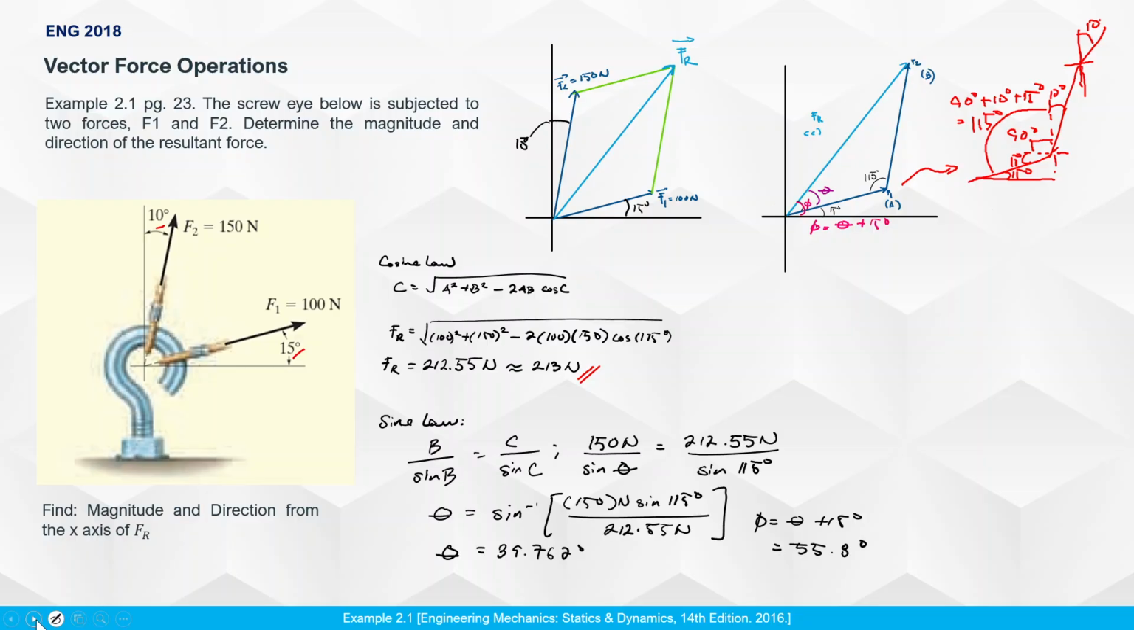And we will get 39.762. And to get the final direction from the positive x-axis, we will have 55.8 degrees. But that's from the book. So my answer here is, on my own ground, that's going to be 39.762 plus 15. That'll be 54.672 degrees.